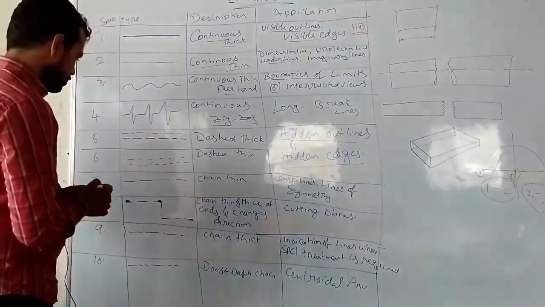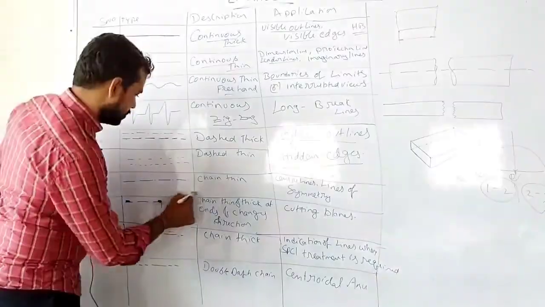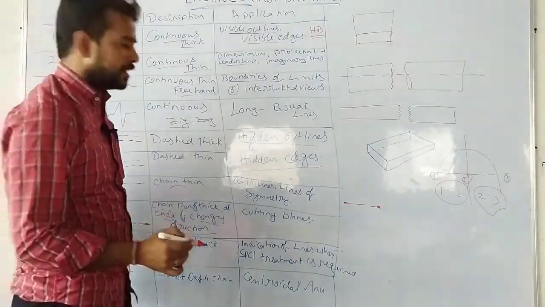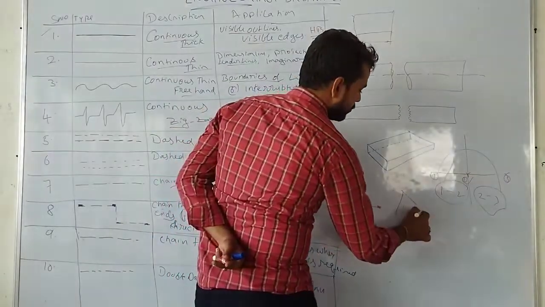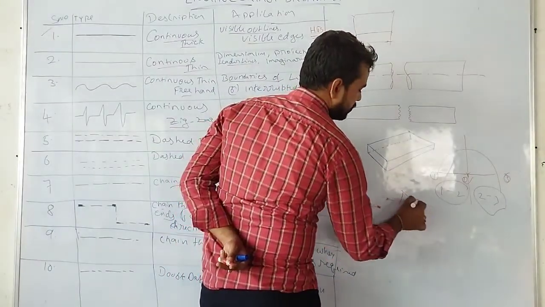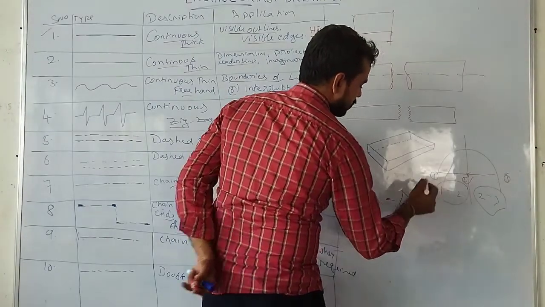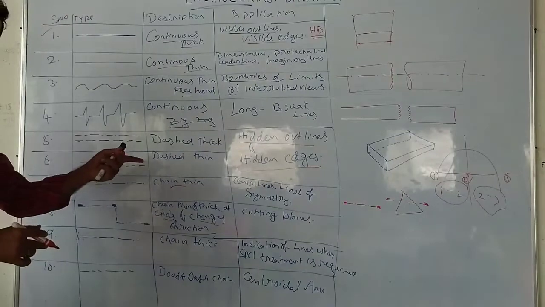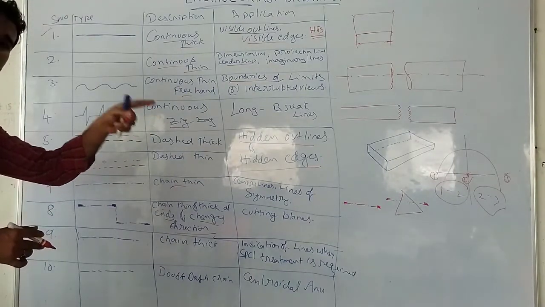Okay. So next thing is chain thin with thick ends, used for cutting planes. Cutting planes means, suppose there is a triangle. If I want to cut this one, then I have to use a cutting plane like this. The ends must be thick. You may have come across this in sectioning of solids.